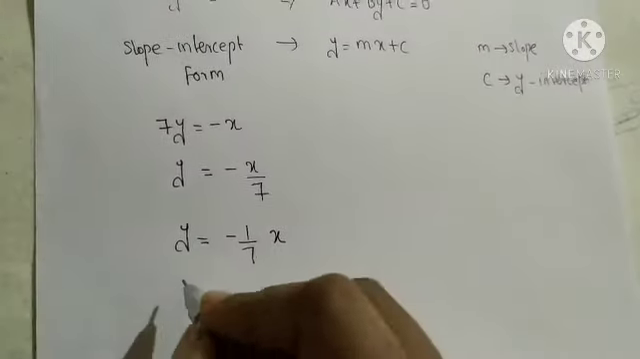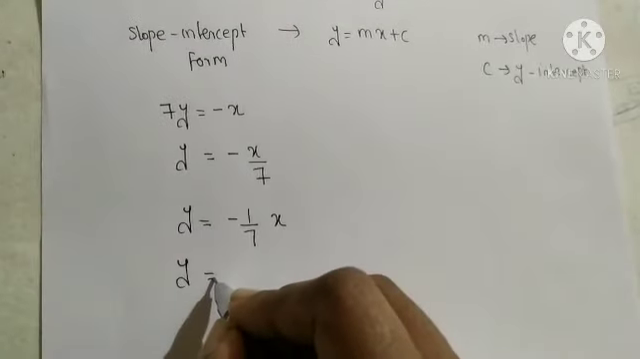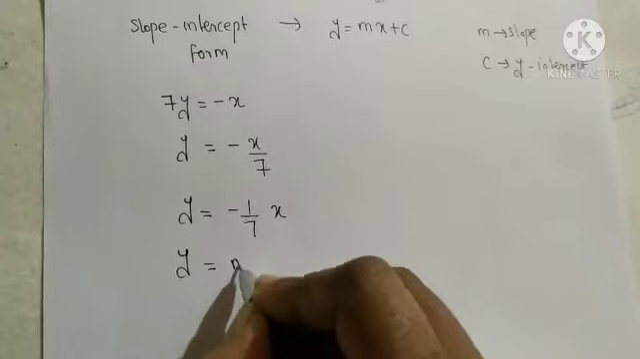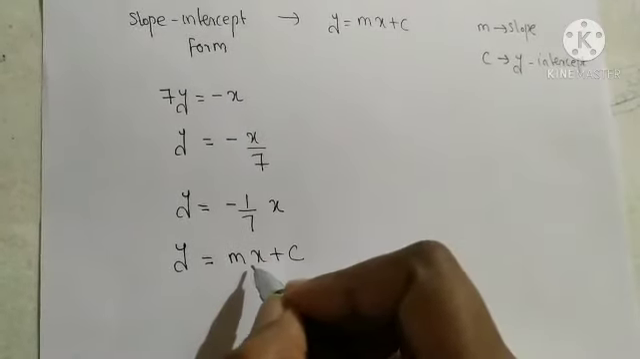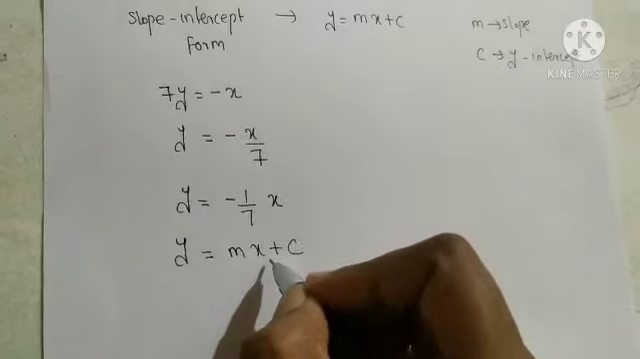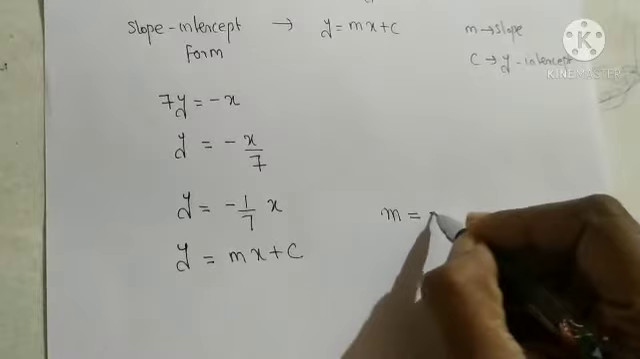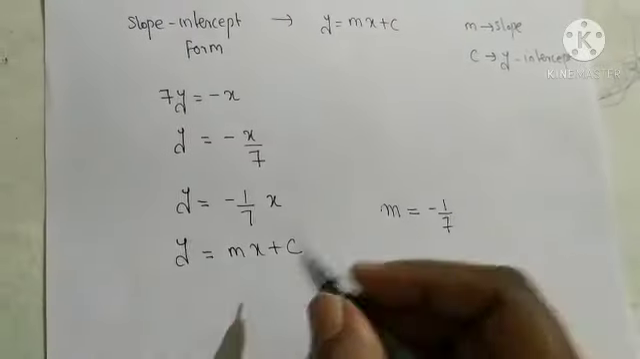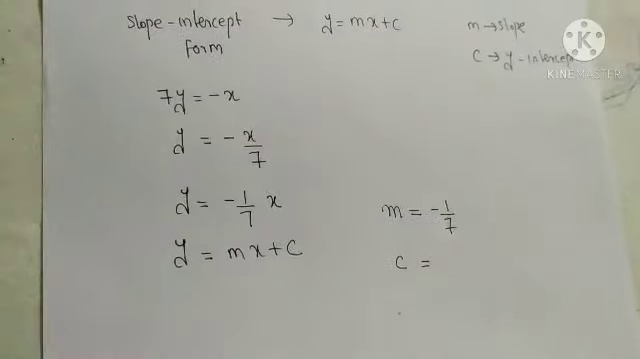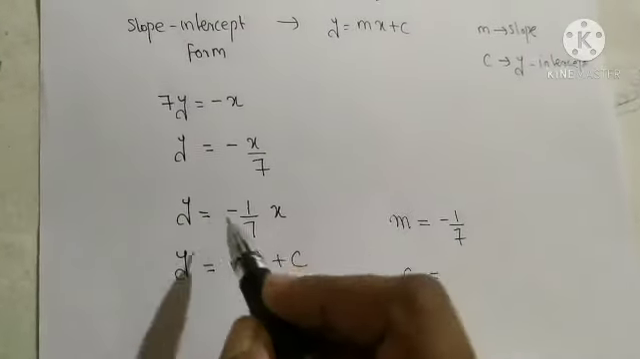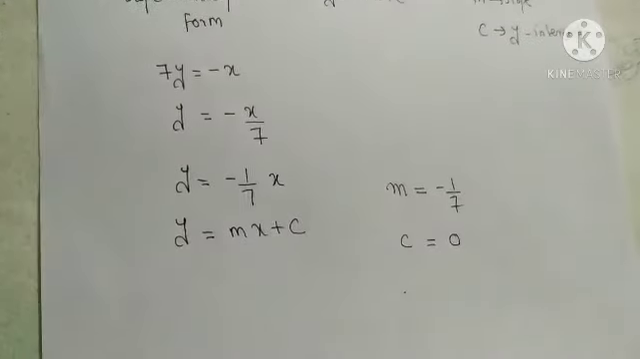Okay. So comparing with the standard slope-intercept form, that is y equal to mx plus c, here m is the coefficient of x. So from this we get the slope m is equal to minus 1 by 7. Here c is equal to 0 because there is no constant part in this given equation. So the y-intercept is 0. Okay.